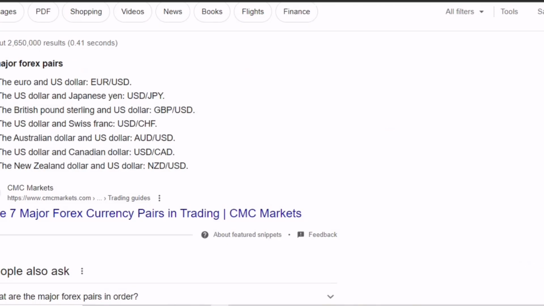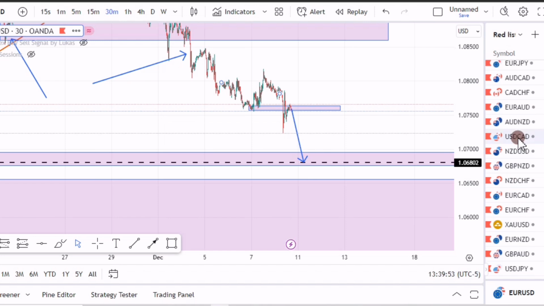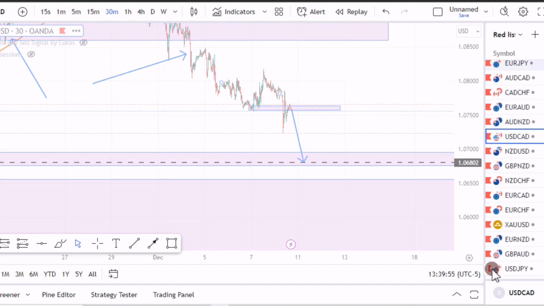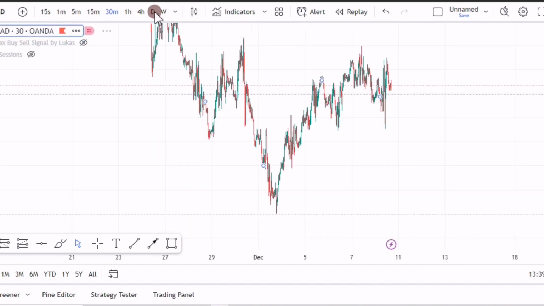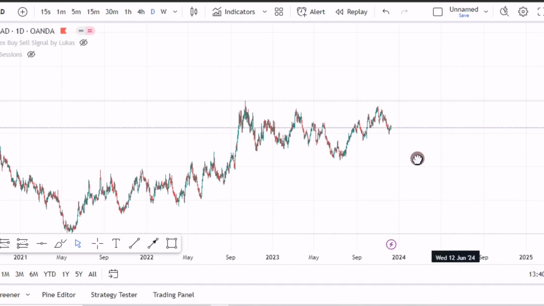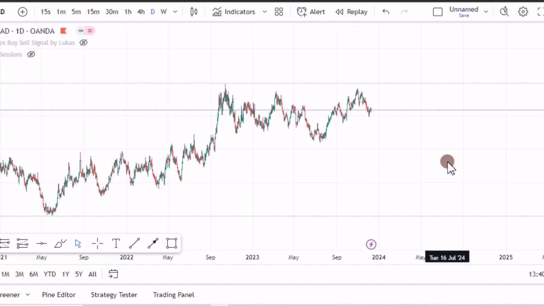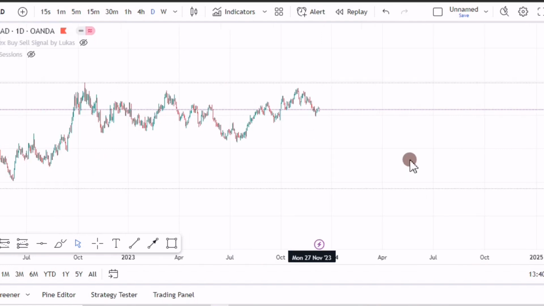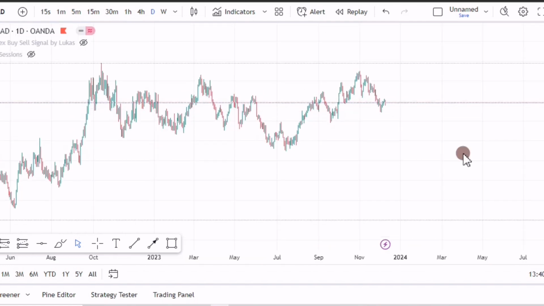Let's pick another pair. Let's go to USDCAD, taking from the top and from the bottom. So USDCAD, let's just go there. That is USDCAD. Okay, and we start from the daily. Let's see if we have some opportunities here. USDCAD, do we have something on the daily?